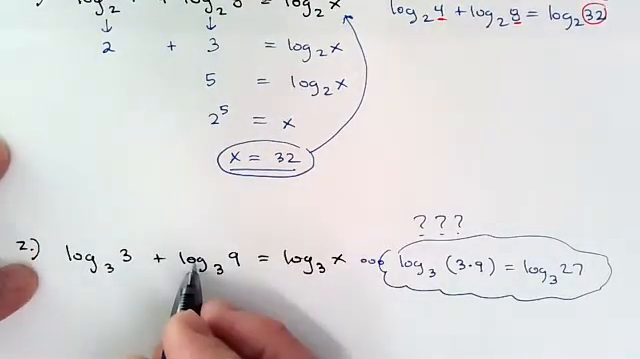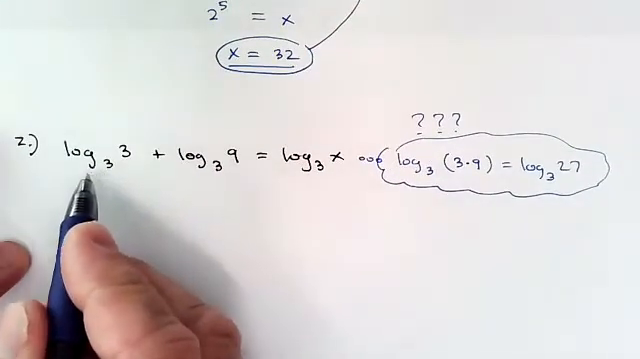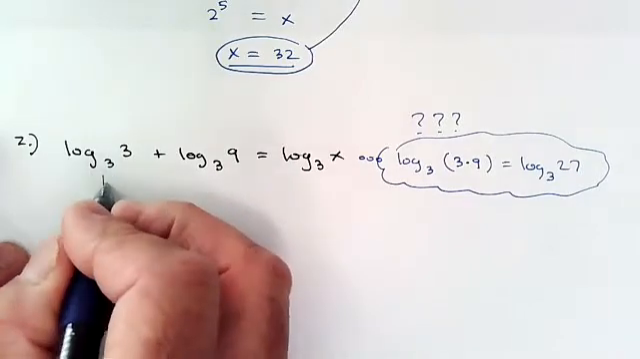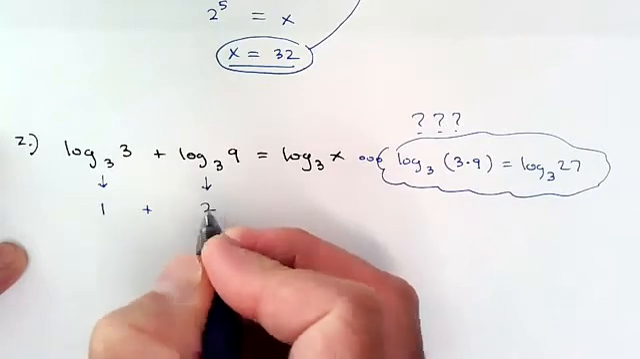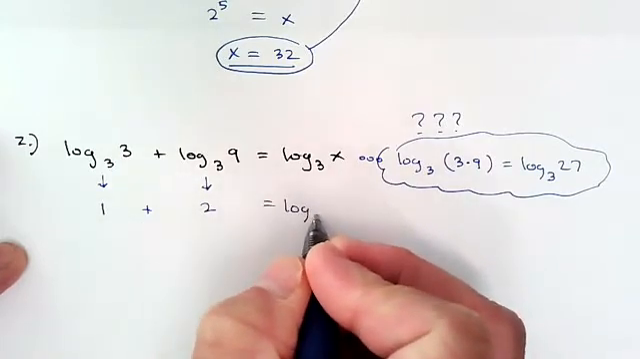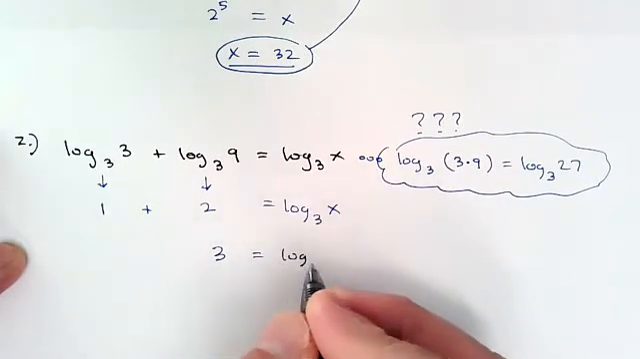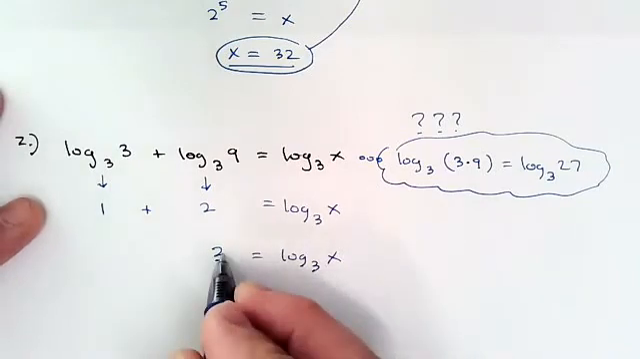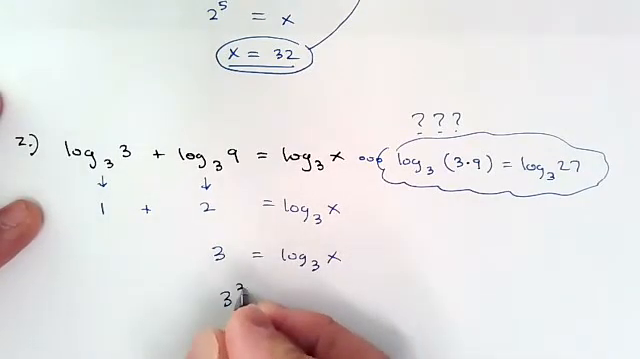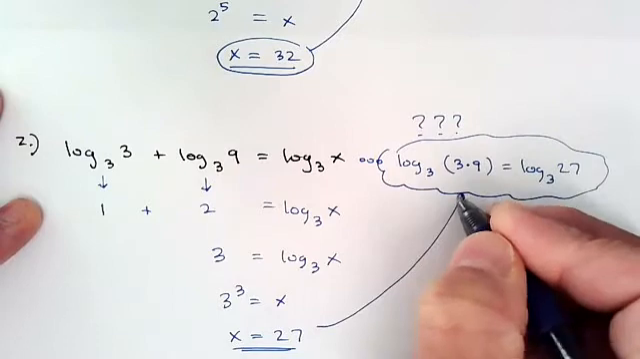Well, let's find out. We can always work out the left side. What power of 3 gives me 3? That's 1. What power of 3 gives me 9? That's 2. 1 plus 2 is 3. The exponential form for this is now 3 to the 3rd equals x. And 3 to the 3rd is exactly 27. So yes, that did work.